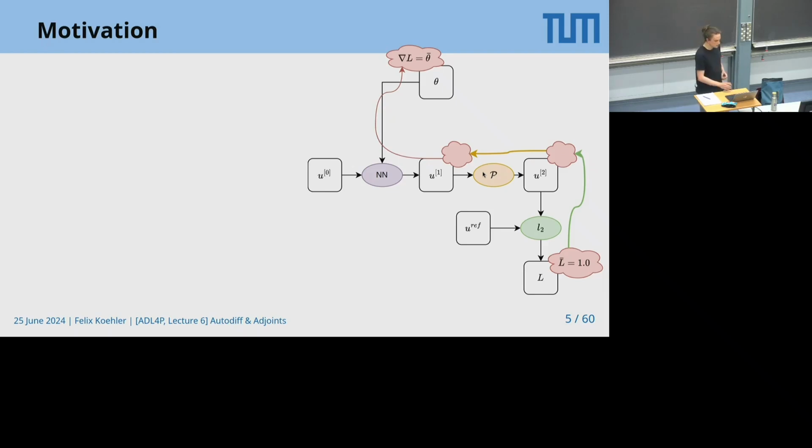And the core essence is that if we then backpropagate, and here in that sense we first make a neural network step, make a physics step, compute a loss against the reference, and if we then backpropagate, we also need to backpropagate over the physics, and this is the so-called differentiable physics you were already exposed to during some of the other lectures and the exercises.